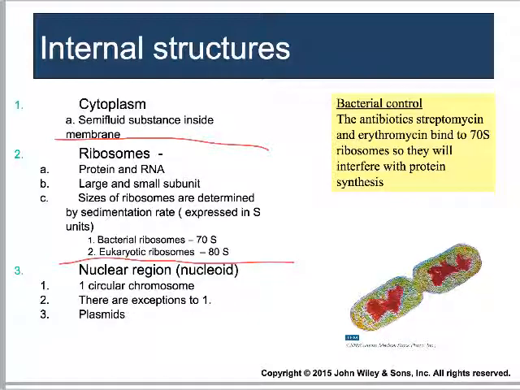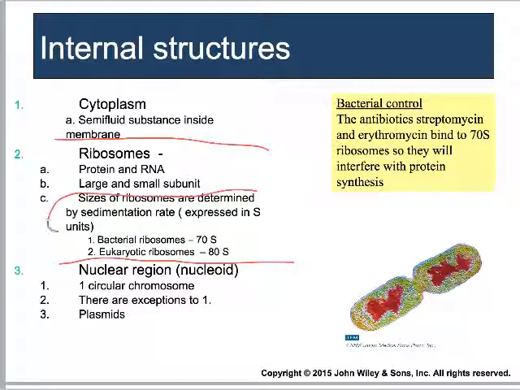Okay, so internal structures. We have cytoplasm in bacteria, which is just a semi-fluid substance that's inside. Now, ribosomes, you remember that's the site of protein synthesis. Ribosomes are made of protein and RNA. They have a large and small subunit. There is a difference between eukaryotic ribosomes and bacterial ribosomes.